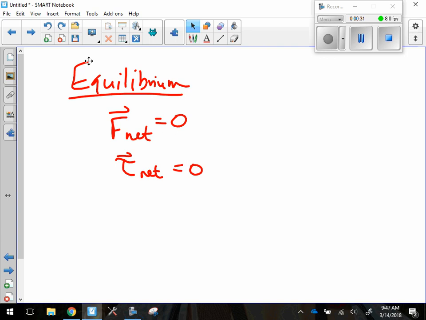If you're going to apply tau net equals 0 more than once, then please tell me this is tau net around the origin, this is tau net around the other end of something. Okay?